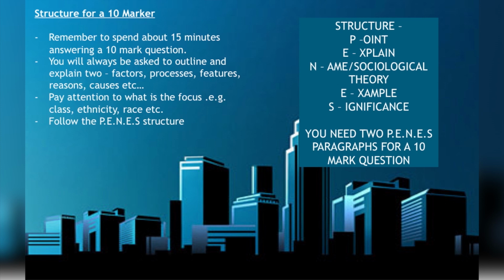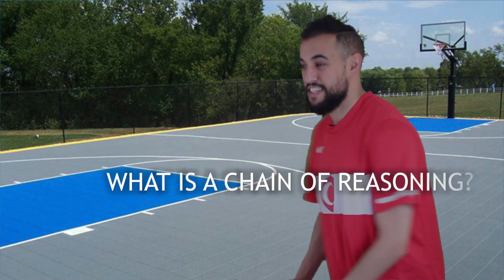And fifth, you've got the significance. Outline the significance of the theory, the example, the point in terms of the question, the argument, and today's world. If you're looking at labelling within schools, what is the significance of labelling within schools? What are the knock-on effects? What are the consequences? So on and so forth. So you need 2 of those PENIS paragraphs. 2 PENIS.